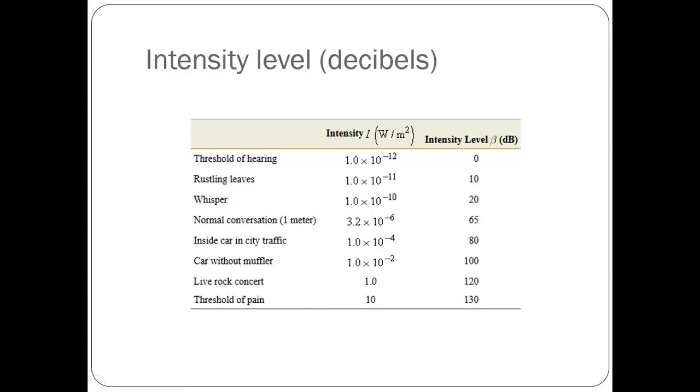What this means is the threshold of hearing is a decibel level of 0. Something like leaves blowing around should be about 10 decibels. You could whisper at about 20 decibels. Normal conversation, 65. If you're sitting inside your car, about 80. And it's really when you start to get to a live rock concert that you get to 120 decibels. Sometimes I'd throw in a jet engine. If you're standing next to a jet engine, it's usually about 150 decibels. These would be sound intensities that are going to start to cause damage if you are experiencing them long term.